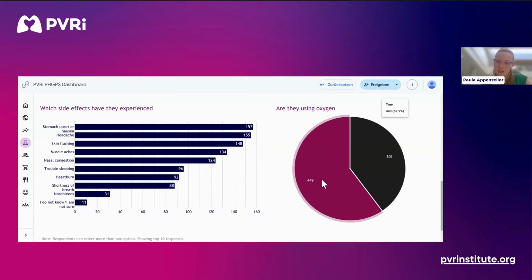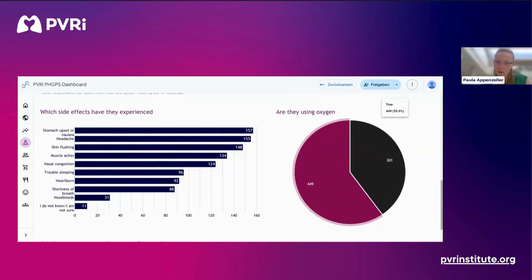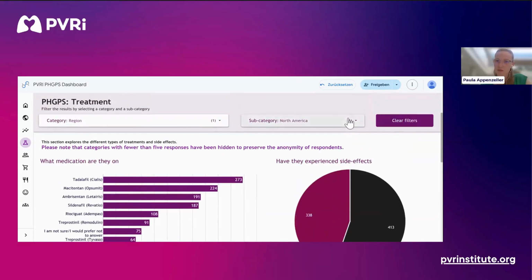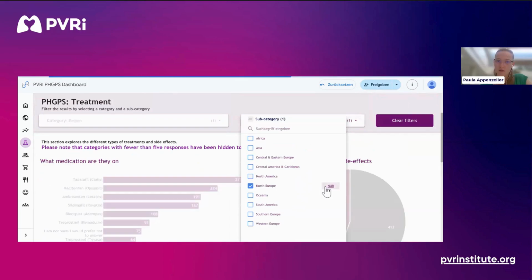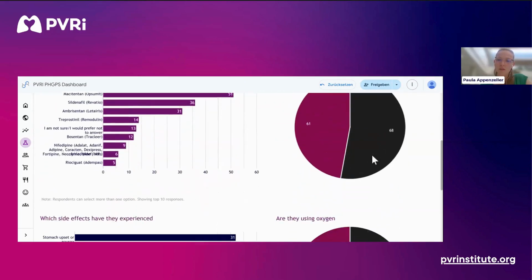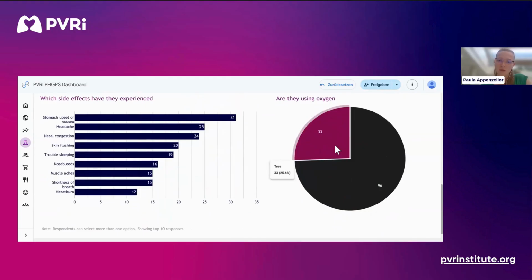And we want to compare this to Europe. So we need to go back and change our filter from North America to North Europe. And now we see that in North Europe, it's only 26% who are using oxygen. And I think this is, from a research perspective or even an association perspective, a really interesting finding. And it's surprising. This shows the strength of the global patient survey: from a patient's perspective, we can really see differences in treatment between global regions.